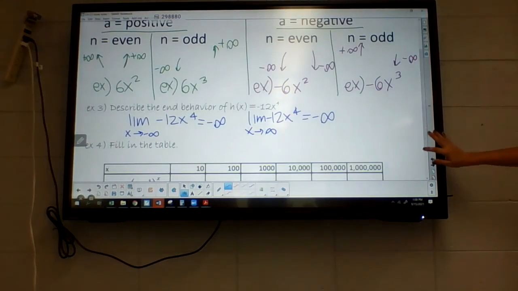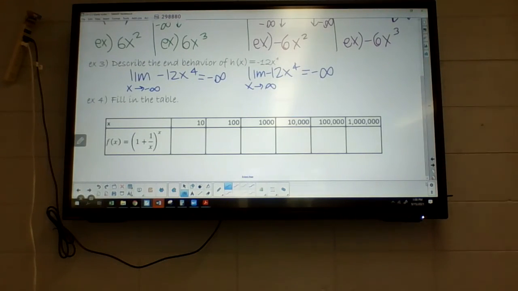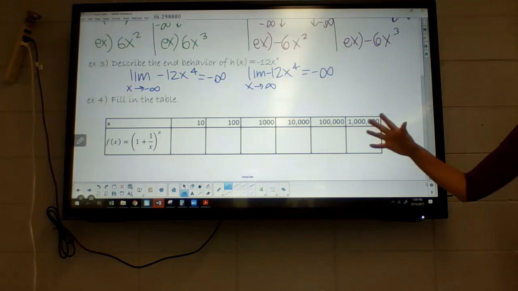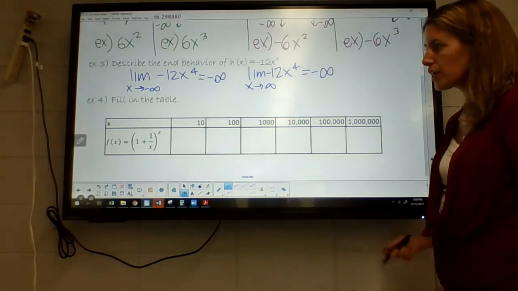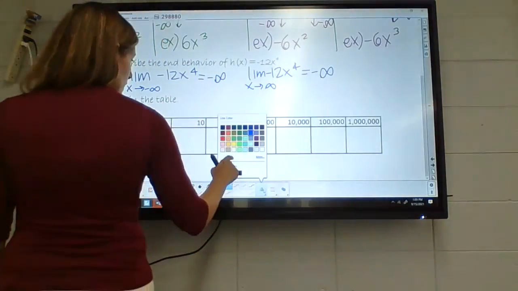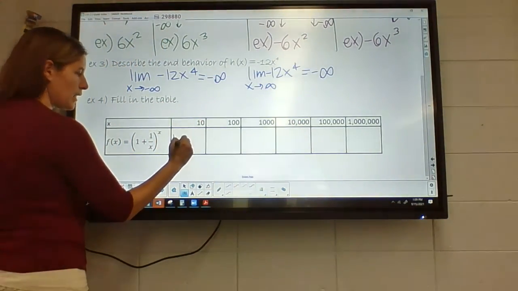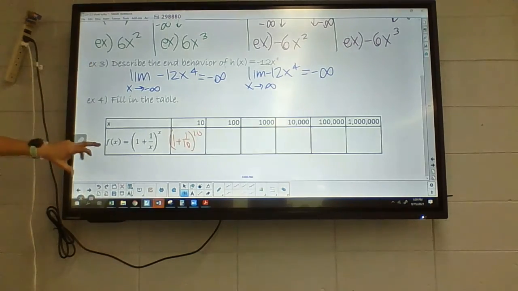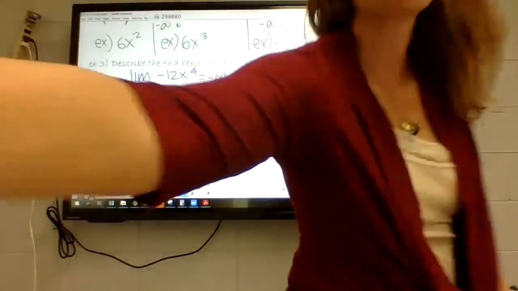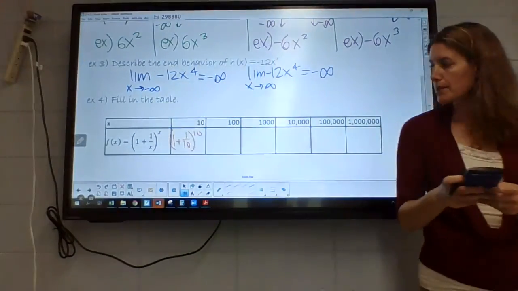Get these last few done so we can give you guys time for homework here. So they want us to fill in this table, you don't need to graph it. What it basically is trying to get you to see is the limit from a table. As it gets to a really, really big number, so 1,000,000, what does this become? So we're essentially going to put these values in. So I'm going to do 1 plus 1 over 10, and then to the 10th power. I'm going to put that value in, and I'm going to get an outcome from that. And hopefully it'll help us to see the limit.